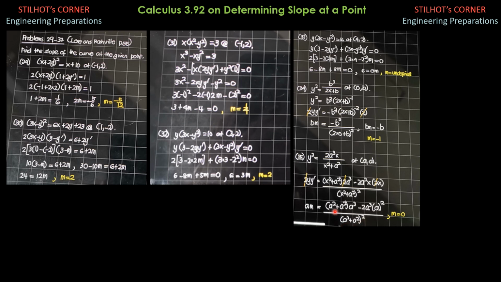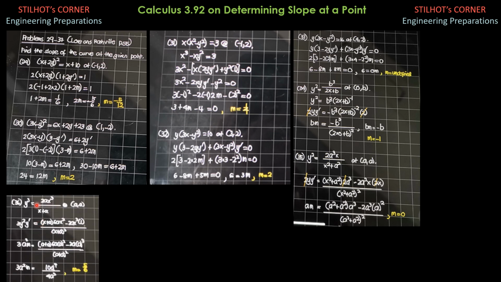So the numerator is 2a to the 5th minus 2a to the 5th, that's already 0. 0 divided by 2a square square, or 4a square. Anyway, the numerator is already 0, so the slope is 0.